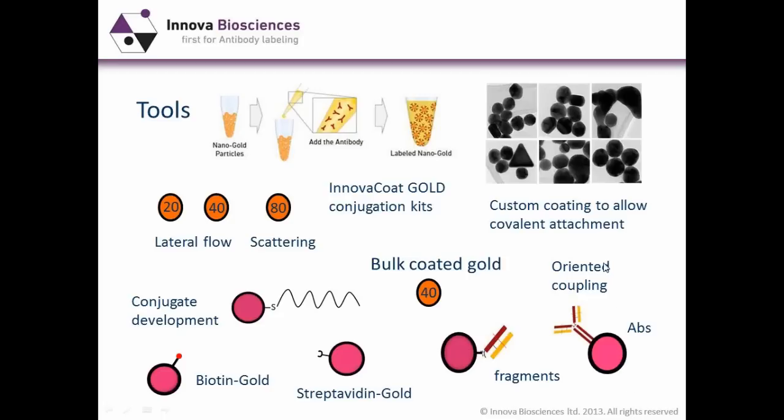And we can also, as I mentioned, do oriented coupling. We have materials for oriented coupling of whole antibodies and fragments. We have bulk coated gold, especially the 40 nanometer size. We also have materials for attaching oligonucleotides, small molecules, and non-antibody proteins.